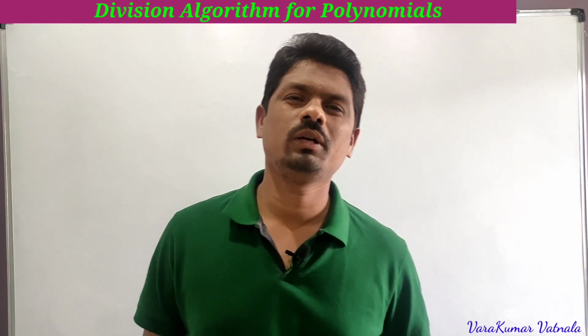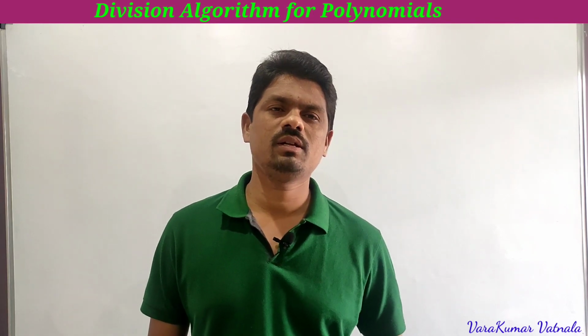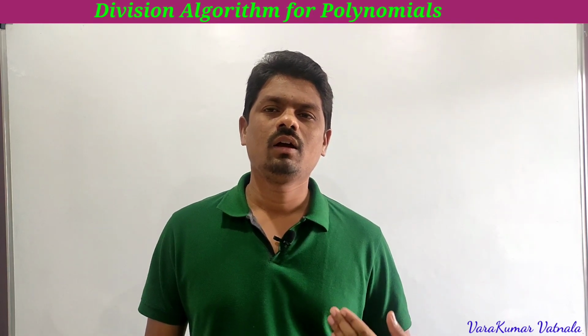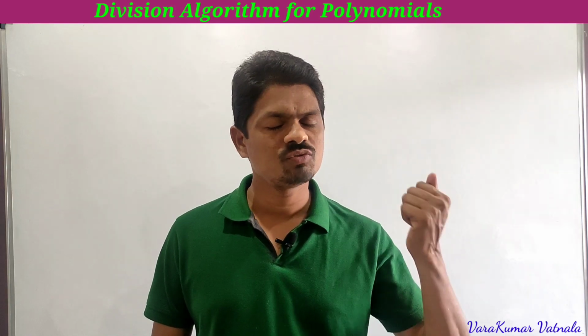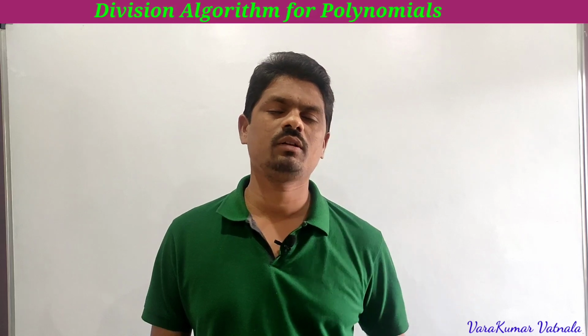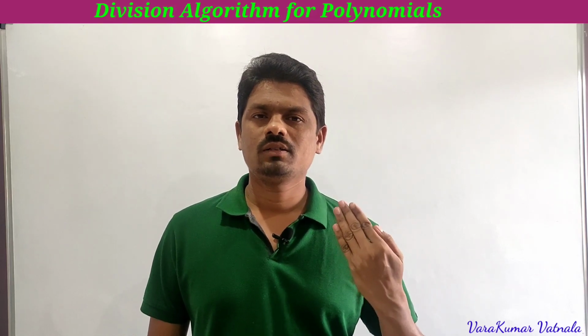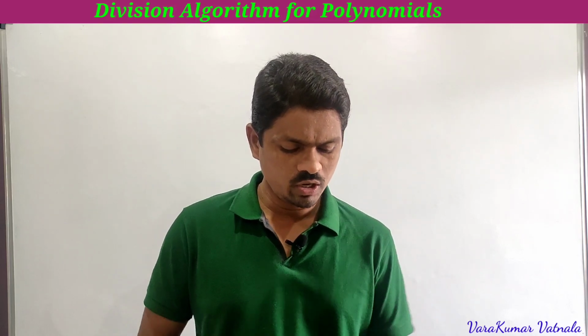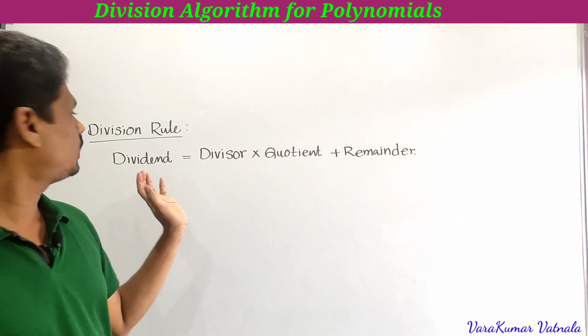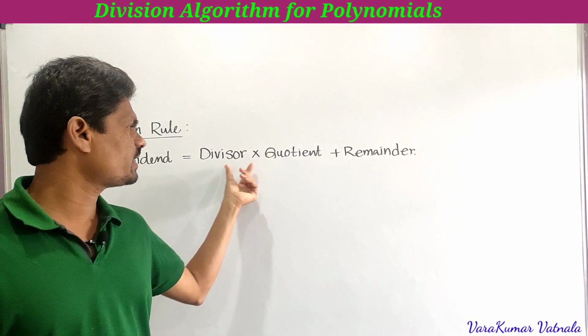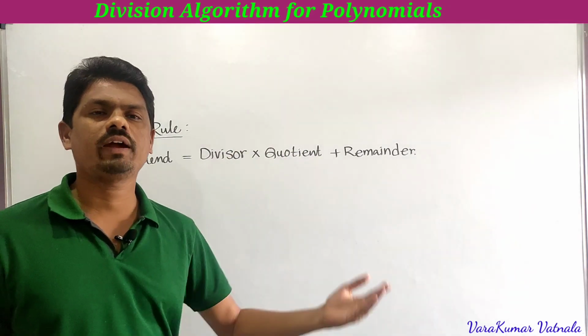Today we are going to learn about the division algorithm for polynomials. So how can we divide polynomials? Today we are going to learn something very important, and if you understand the steps, it is very easy to divide polynomials. See here, generally we have the division rule: dividend is equal to divisor into quotient plus remainder.